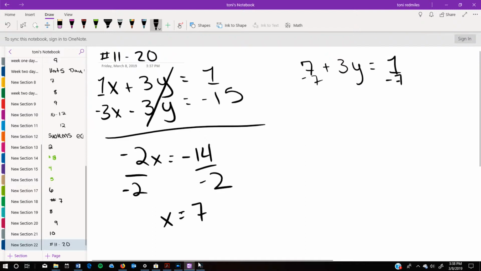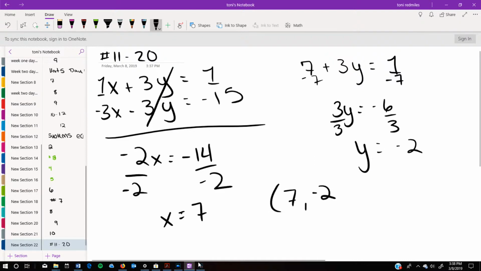Subtract 7, subtract 7. Divide both sides by 3. My y is going to equal negative 2. So my point of intersection is going to be 7, negative 2.